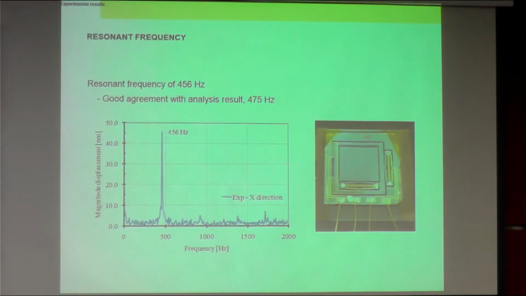So the resonant frequency is 456 Hertz. It's a good agreement with the analysis and calculation, because in this case, the actuator mass is very small in comparison with a commercial actuator. Then there is no highly added mass, just a very small mass, that agreed well with the simulation.